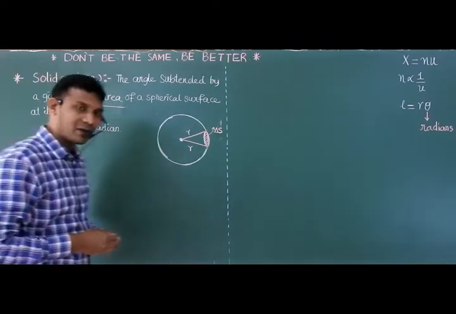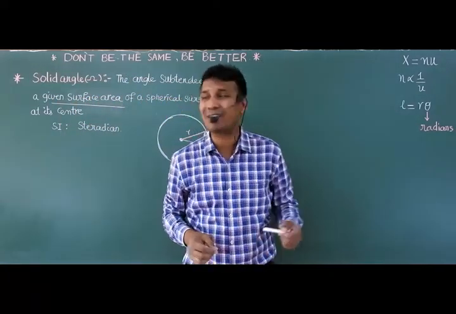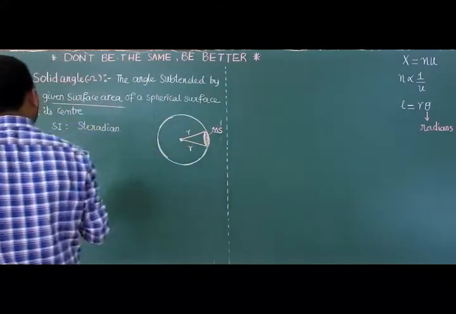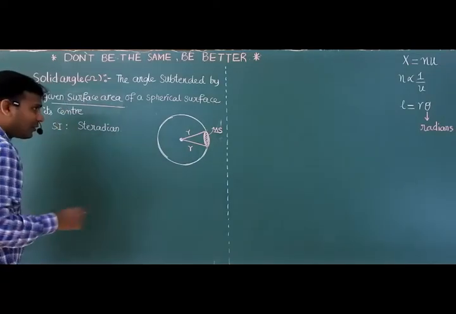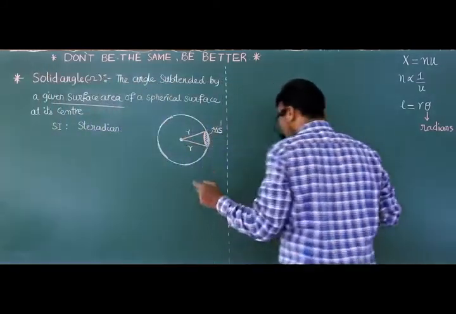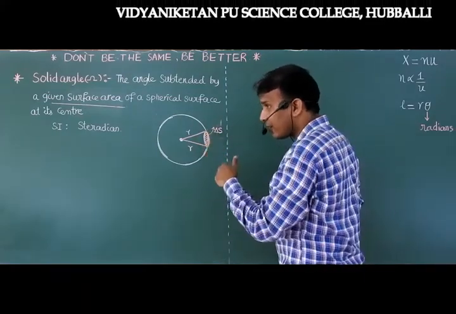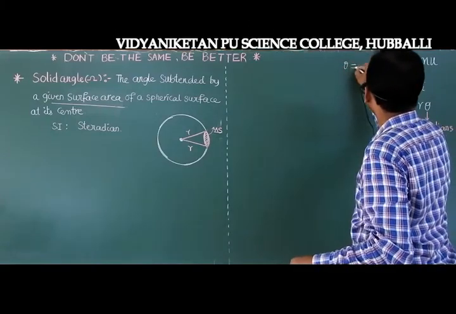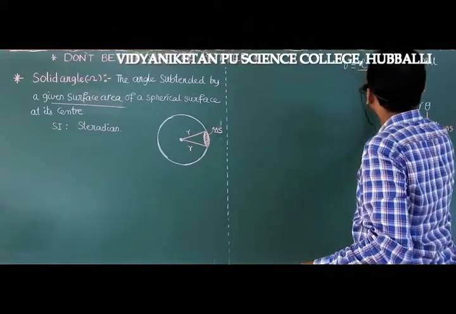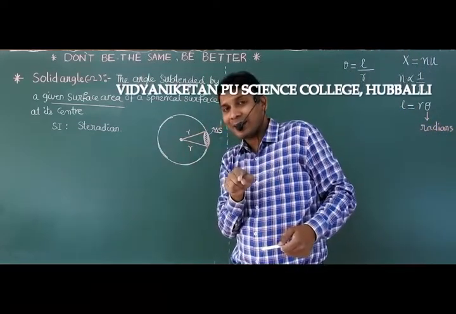The SI unit of solid angle is steradian. The SI unit of plane angle is radian. So actually I want to define one steradian, or a solid angle. How to define? Listen carefully. Do you remember how to calculate plane angle? The length of an arc divided by, do you remember that formula? Theta equal to L by R. What is L? L is the length of an arc, right?